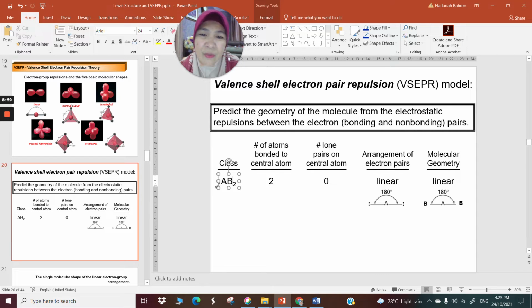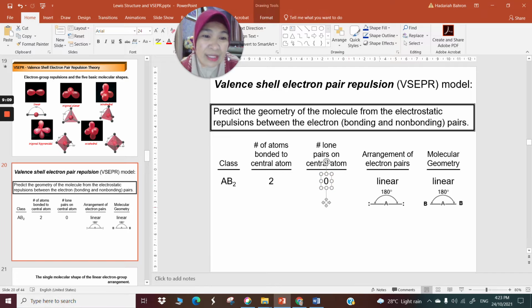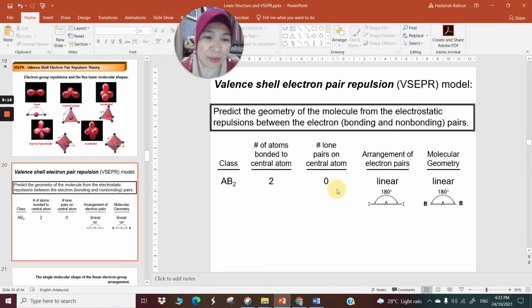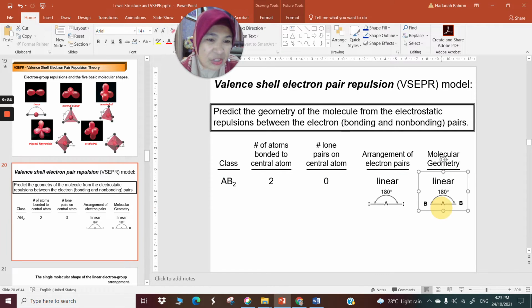Of course, when you have AB2, you have 2 atoms bonded to the central atom. There are no lone pairs in here. Can you see that around A there are no lone pairs of electrons? And the arrangement of the 2 bonding pairs when they repel one another, as I said earlier, will be linear. So that is the shape of linear. So this is the case for a molecule of the class AB2.